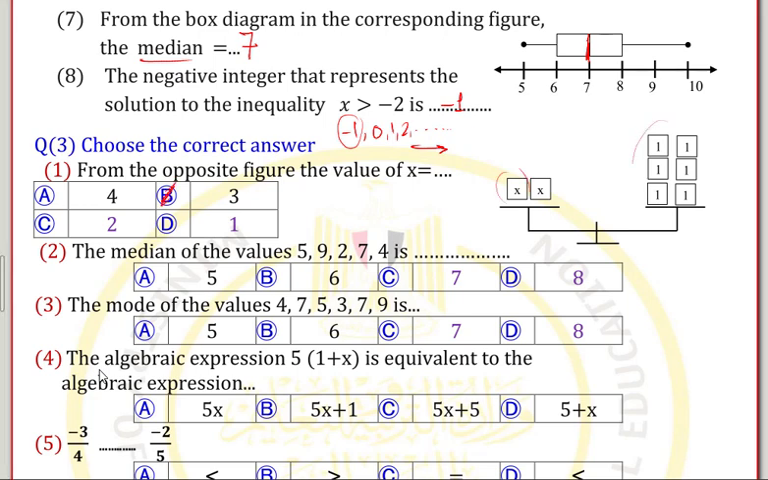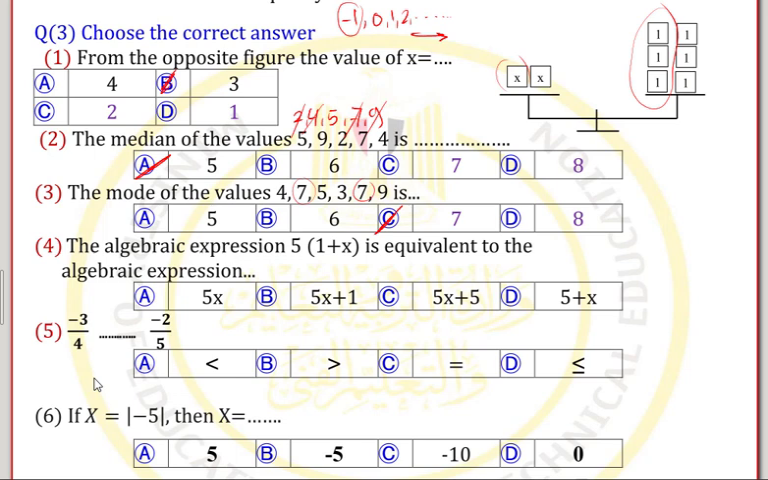x is 3. Okay, the median of the values. We need to arrange first. If you see the word median, just arrange the numbers first. So 2, 4, 5, 7, and 9. Take the middle point. 2 cancelled with 9, 4 cancelled with 7, so the answer is 5. The mode of these values is the most repeated value. Where is the most repeated value? It is 7. 7 is repeated twice, more than any other number, so the answer is 7, letter C.